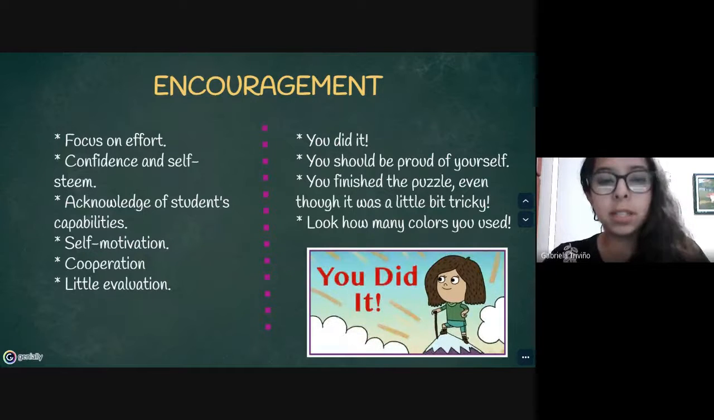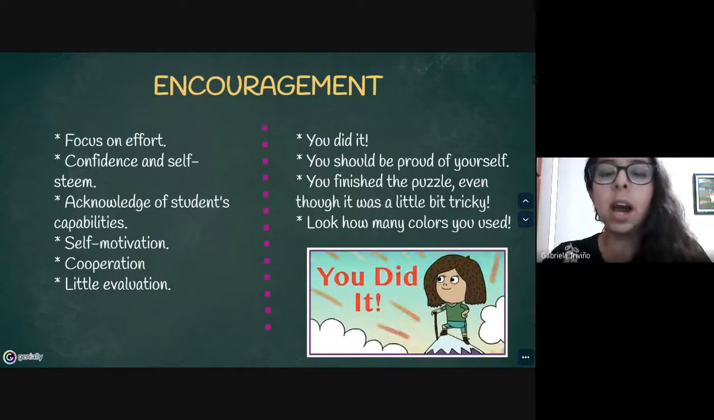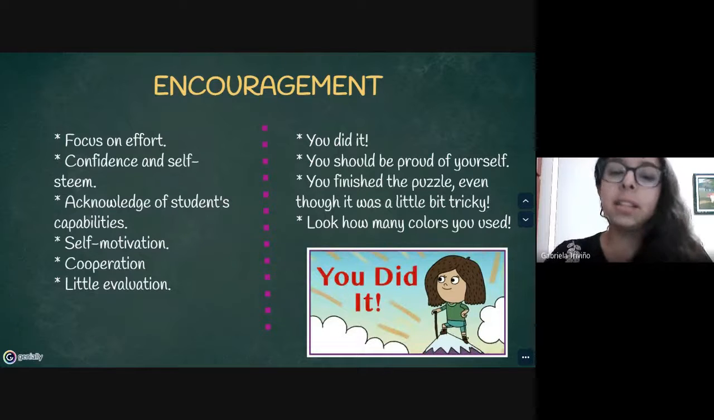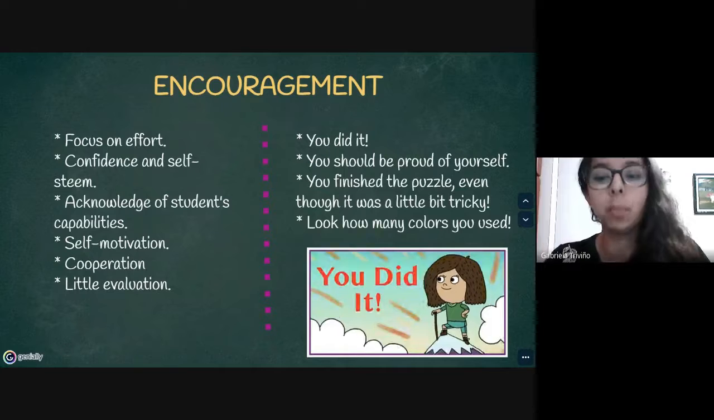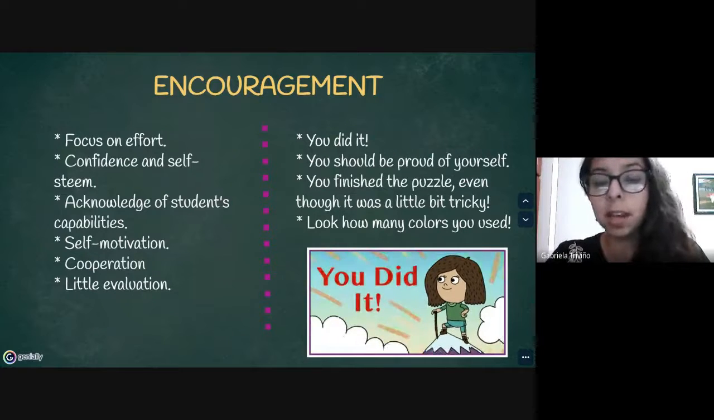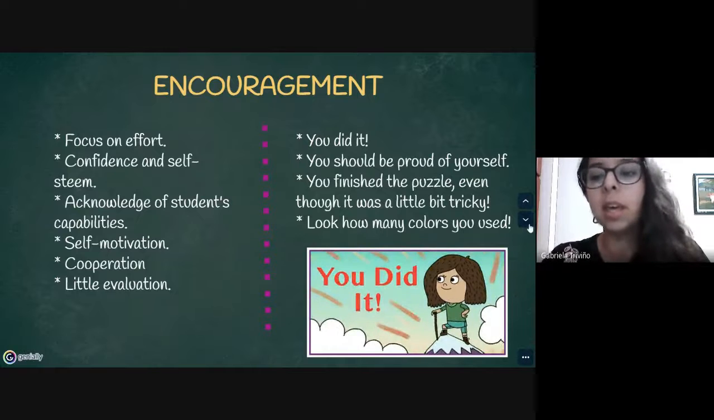Or another example, giving a deeper encouragement. You can say to a student, okay, you are learning how to do it. Last week you had a little bit of trouble with it, but this week you did it without a problem. So you are recognizing that the student was having difficulties at the beginning, but now is doing it in a better way.